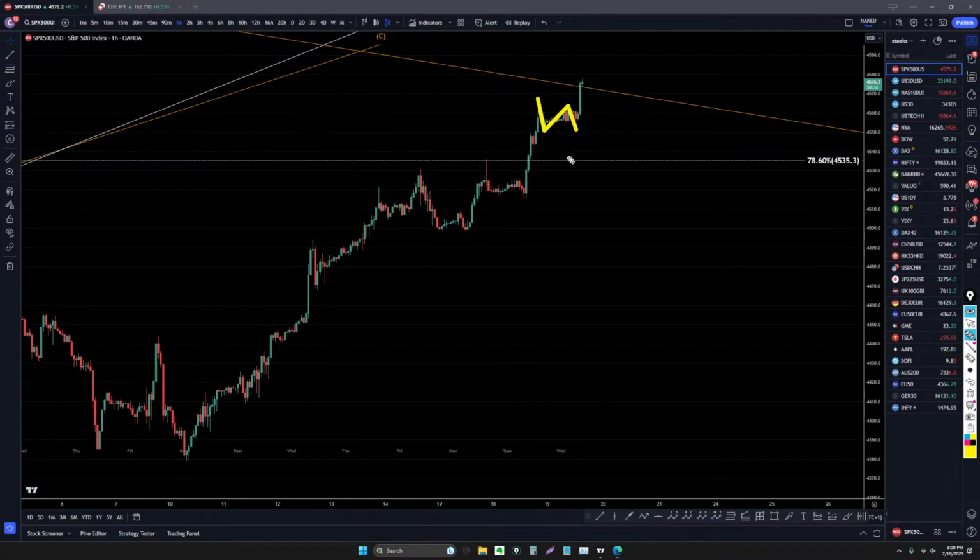1, 2, 3 waves down, go long. 1, 2, 3 waves down, go long. Really, really nice looking ABC corrections, and I don't really see any reason to think it's over on the longer time frame. So if I see another 3 waves down, I see another impulsive move up, I would definitely for sure continue to look for longs in an uptrend for the continuation of this uptrend.